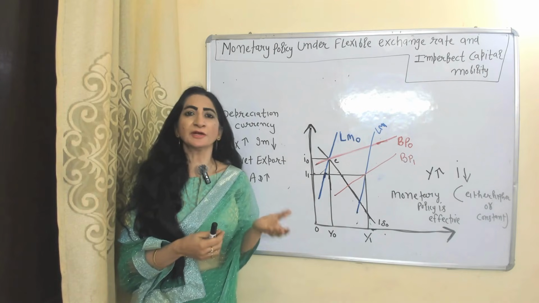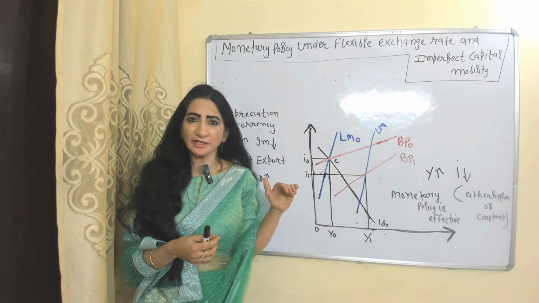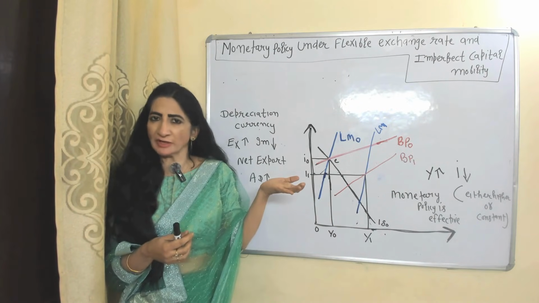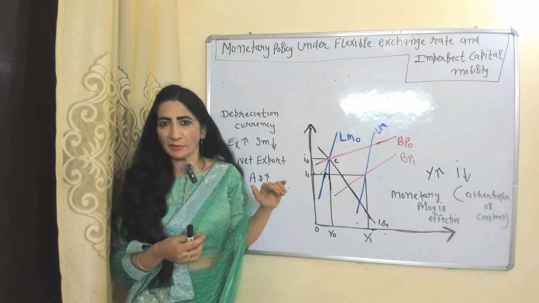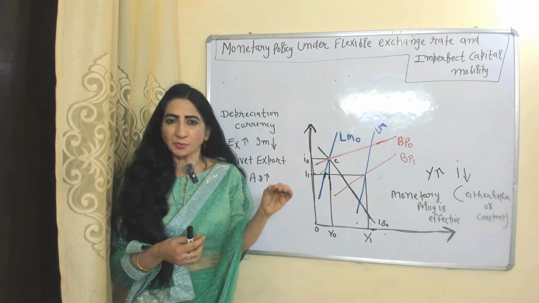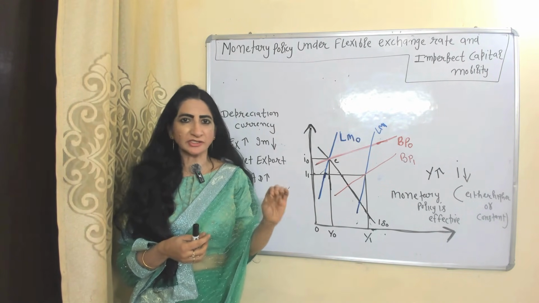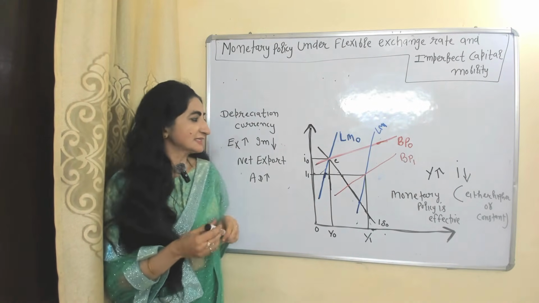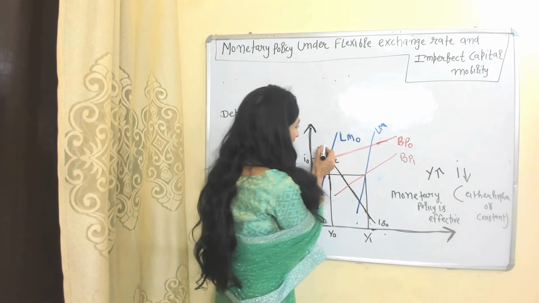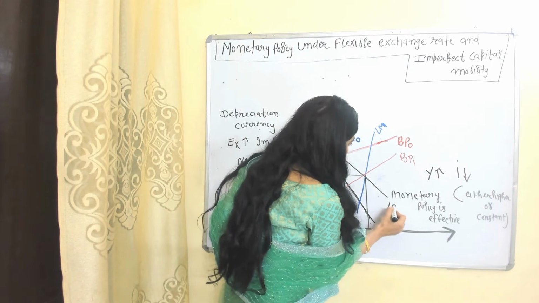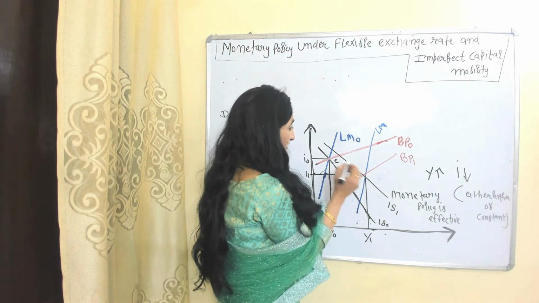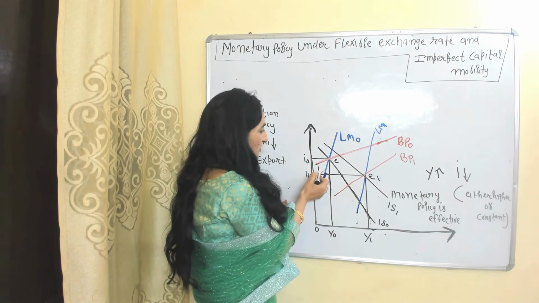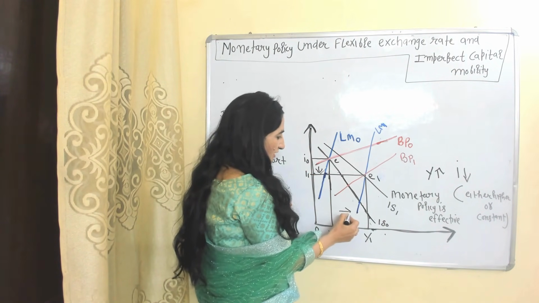Depreciation of currency increases our export and reduces our import. Eventually net export increases. Net export is a component of aggregate demand. That means aggregate demand increases. As aggregate demand increases, our IS shifts, and this is our new IS curve, and this one is our new equilibrium point. Here you can see interest rate falls and income increases.